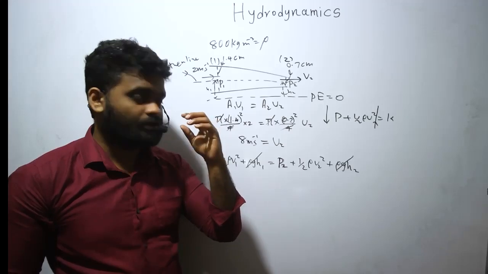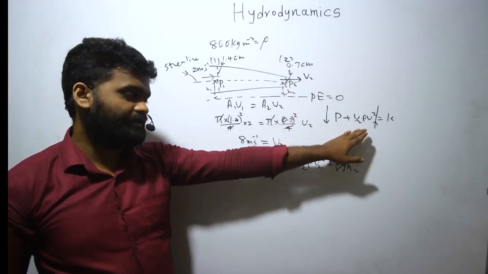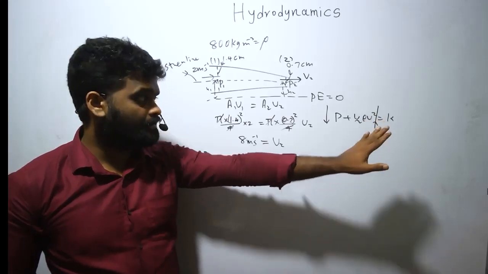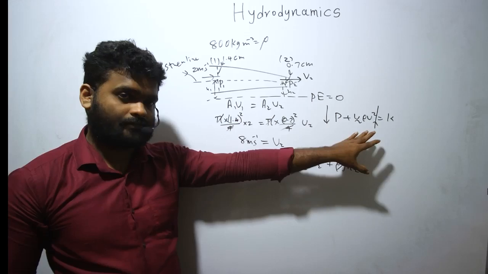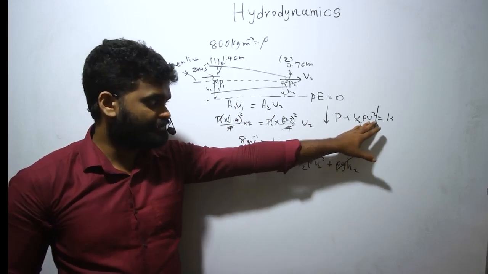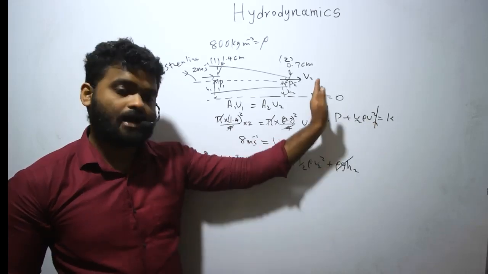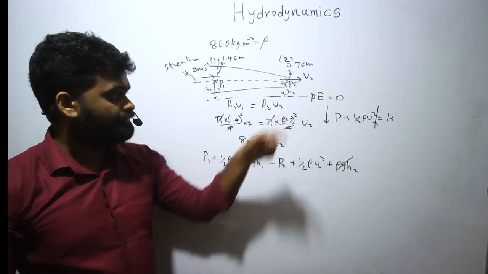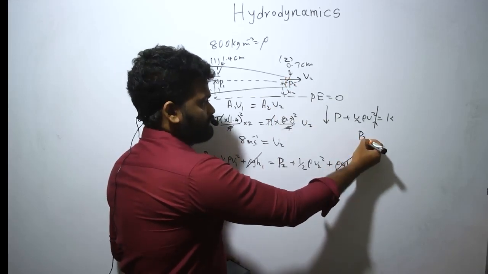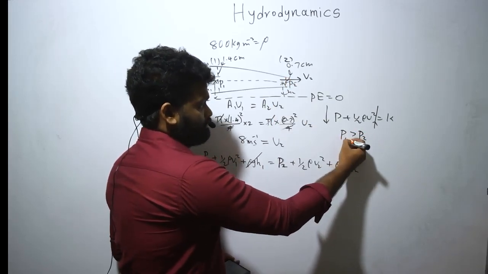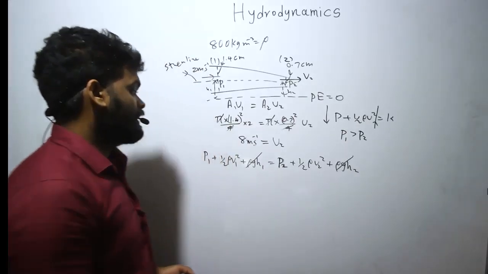When you are thinking about Bernoulli's equation, when the velocity is higher, given that rho g h is neglected, pressure is lower. You have to understand that. Velocity is higher, pressure is lower. If velocity is lower, pressure is higher. So here, since the velocity is higher, P2 is lower. P2 is less. P1 is larger.